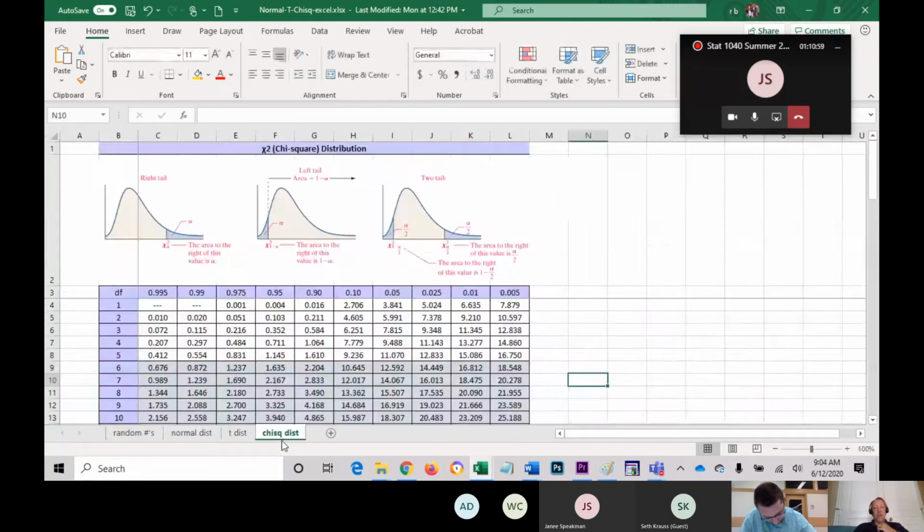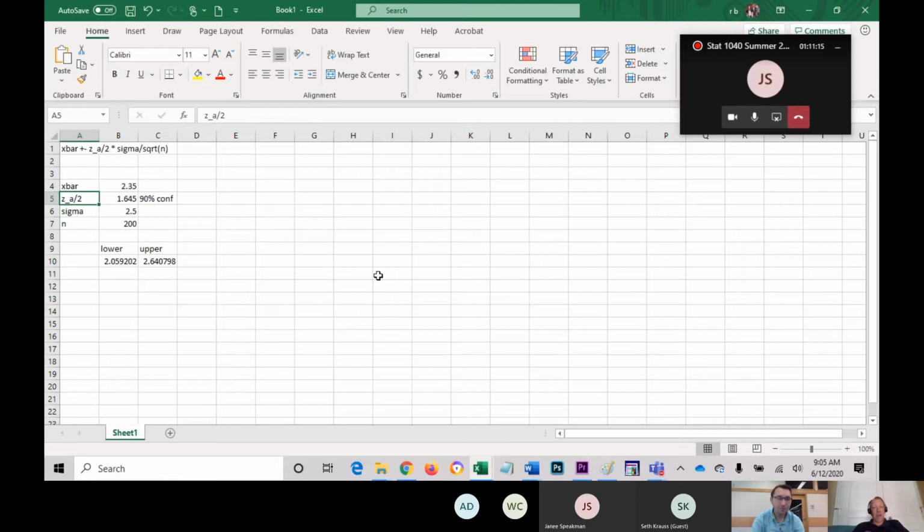And the chi-square distribution, I'll show you that here. Chi-square is going to be weird. It's not symmetric and it's going to be hard. Okay, I'll just warn you of that right now.